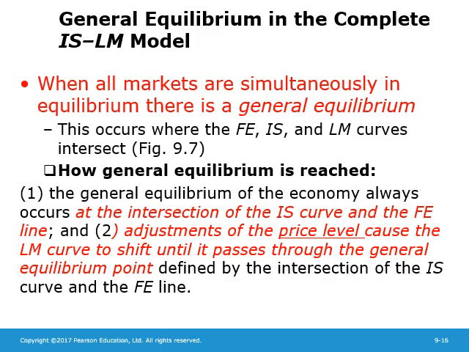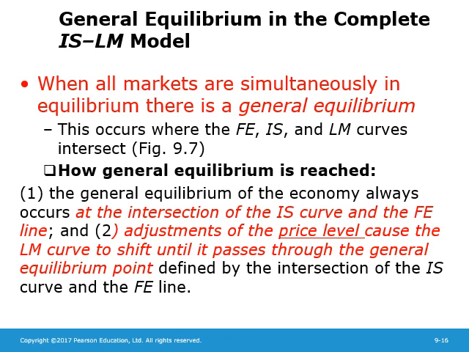So now we come to the next section about the general equilibrium in the complete IS-LM model. When do we say we have a general equilibrium? When all markets are simultaneously in equilibrium. What are the markets we're talking about? The three markets: the labor market, the goods market, and the asset market. When these three markets are simultaneously in equilibrium, we say that the economy is in a general equilibrium state. This occurs graphically when the FE, IS, and LM curves intersect.